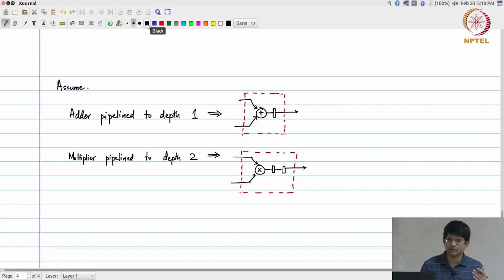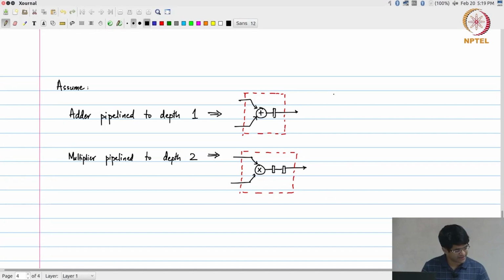But as far as the outside world is concerned, I do not care how the internal implementation of the pipelined multiplier is. All that I care about is, after I give a pair of inputs, it takes 2 clock cycles before the corresponding output is generated. But on the very next clock cycle, I can give the next set of inputs and I will get the corresponding outputs 2 cycles later.